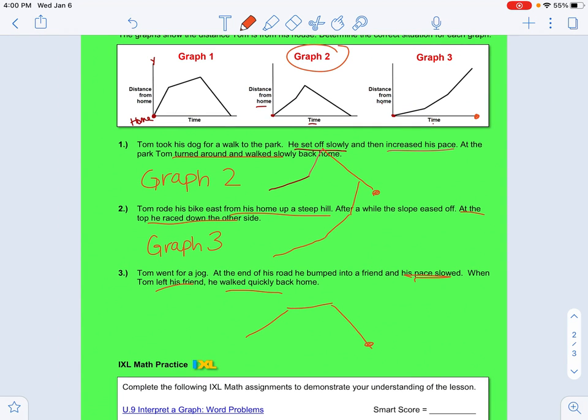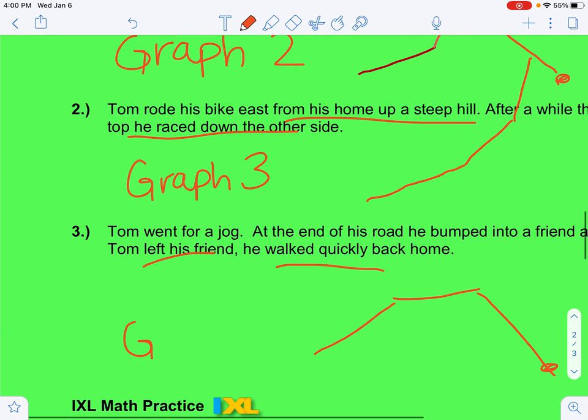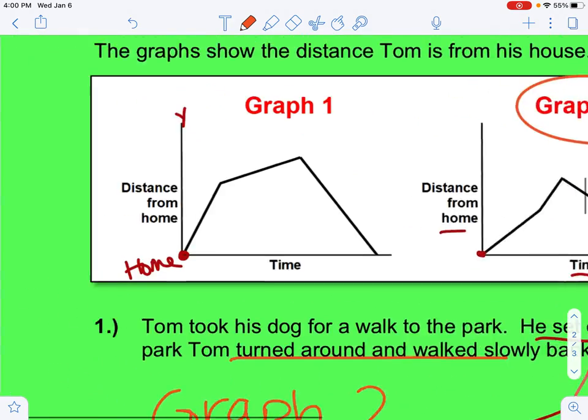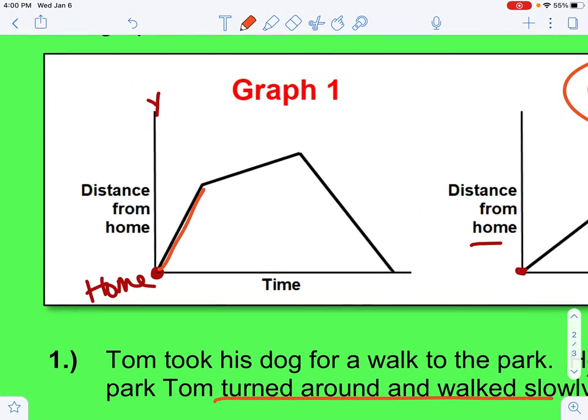So based on all of that, which graph is showing that? Right, graph 1 is. And we know that because he's jogging. He's going pretty quickly. Then he sees a friend, so he slows down to talk to his friend. And then he ends up walking back home quickly.